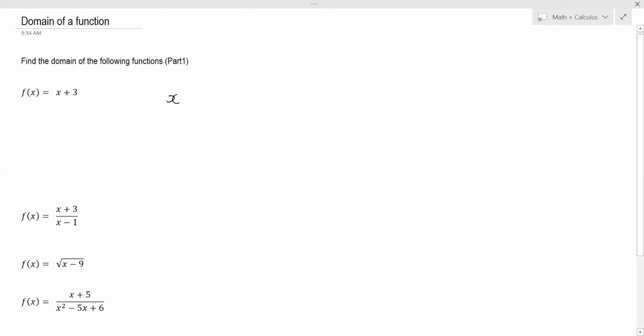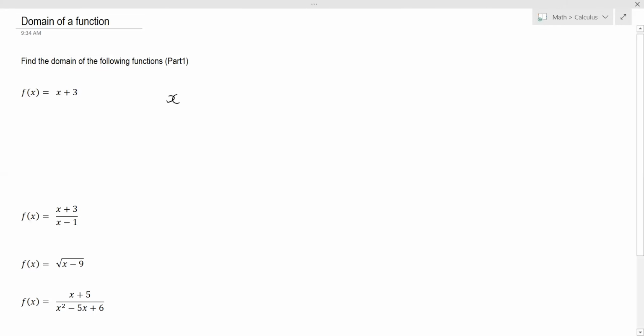Or we can also use interval notation, where we can have from negative infinity to positive infinity. So it means that x can be any real number, from negative 1,000, negative this, up to 1, 2, 3, 4, 5. It can be any real number. So for this one, x is all real numbers. That will be the domain of this function.